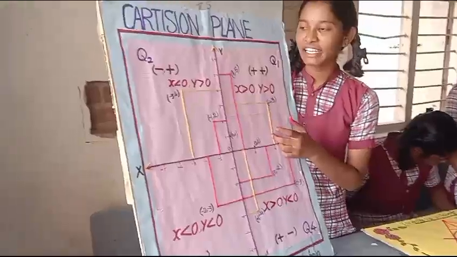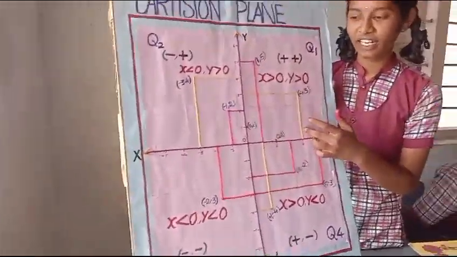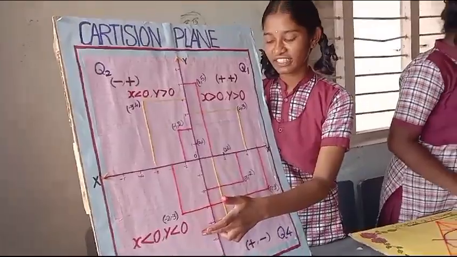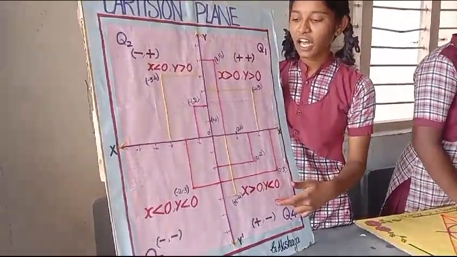It is the first quadrant. It is the second quadrant. It is the third quadrant, and it is the fourth quadrant.